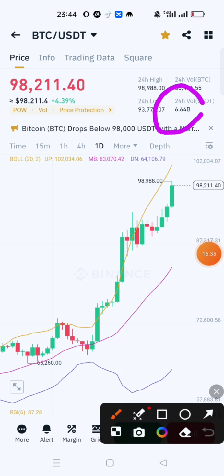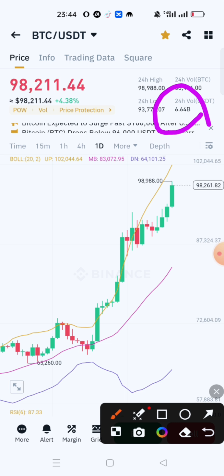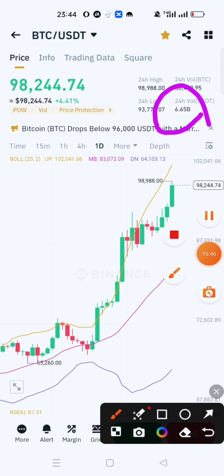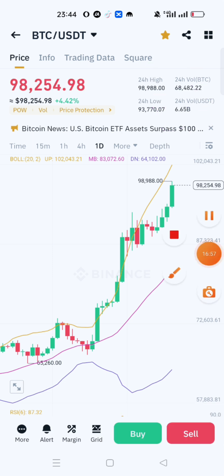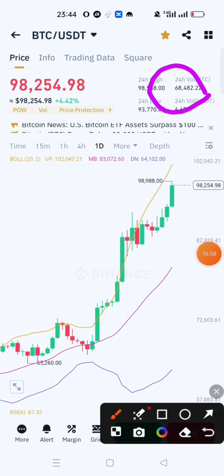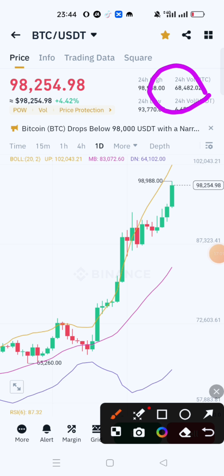Now what this simply means is that over the past full day, they have traded $6 billion worth of Bitcoin on this Binance exchange. Now that is what this simply means. Now guys, that is just to give you some understanding of the chart. What this means here is that over 24 hours 68,000 Bitcoin have been traded.